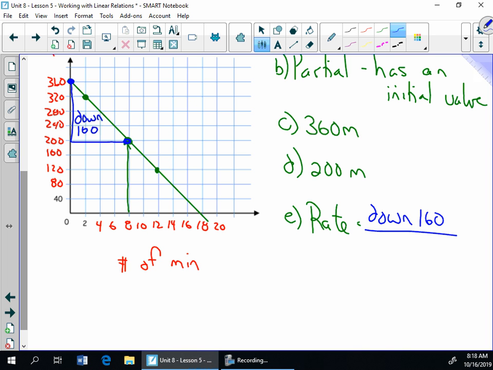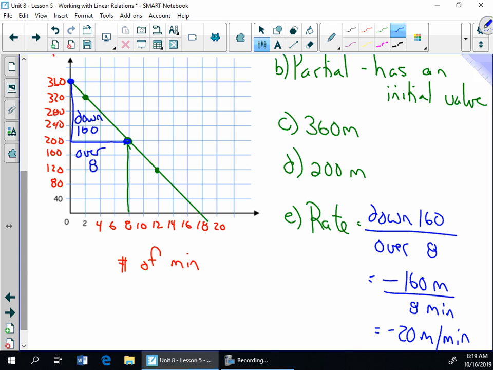And how much did we go over? That took us 8 minutes. So it's down, so it's a negative. It's 160 meters. That's 8 minutes. If I divide it, I get 20 meters per minute. Make sure it's negative, it's going down.